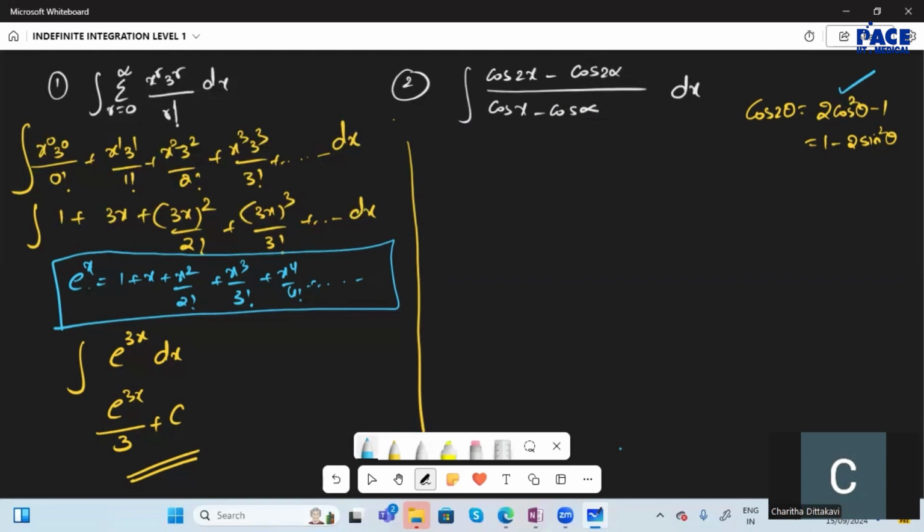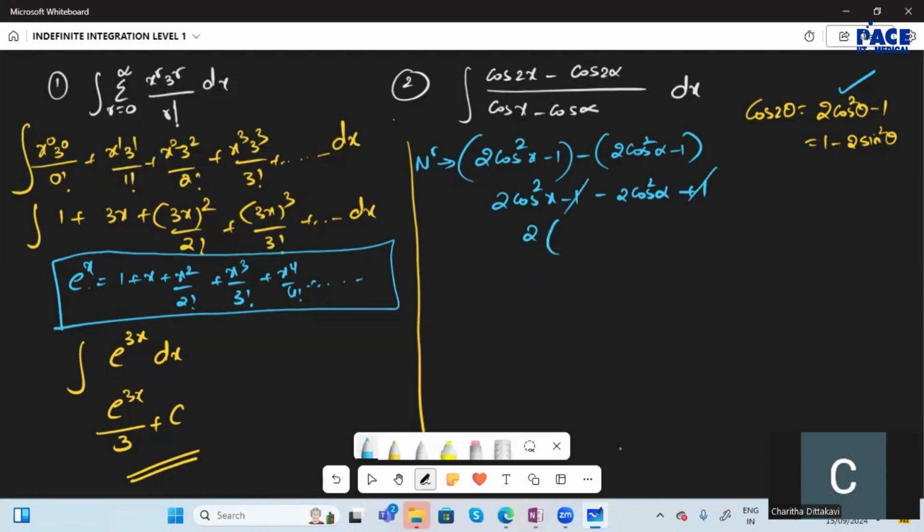So cos 2x is replaced like 2 cos square x minus 1 minus, please use a bracket there, cos 2 alpha is 2 cos square alpha minus 1. I am just looking at the numerator part only. Solve the numerator, then include your denominator. Right, this is 2 cos square x minus 1 minus 2 cos square alpha plus 1. So minus 1 plus 1 got cancelled. So you can just take a 2 common. So 2 times cos square x minus cos square alpha, which you can split like a square minus b square, which is a plus b times a minus b, right? So cos x plus cos alpha times cos x minus cos alpha. Clear? That is your numerator.